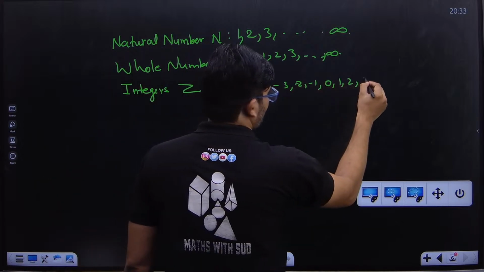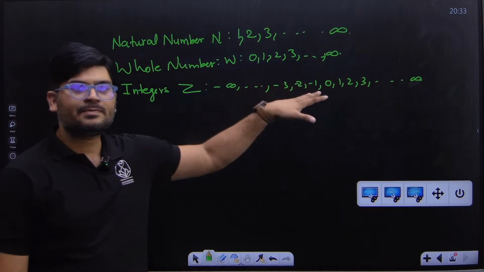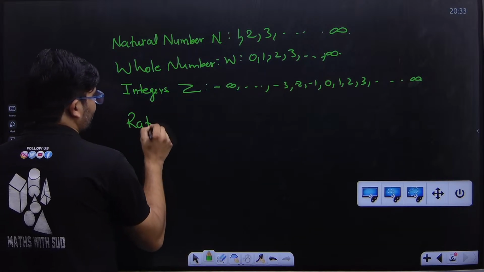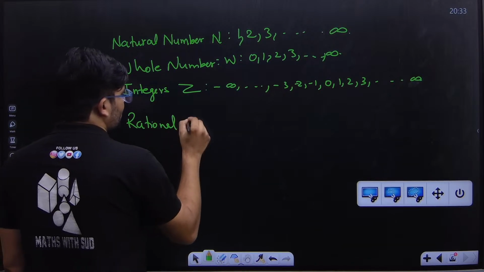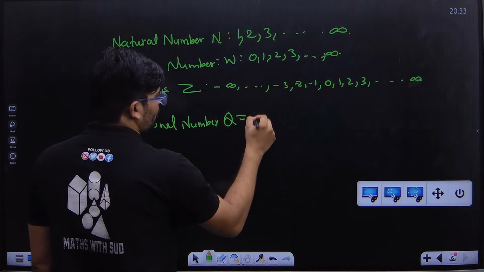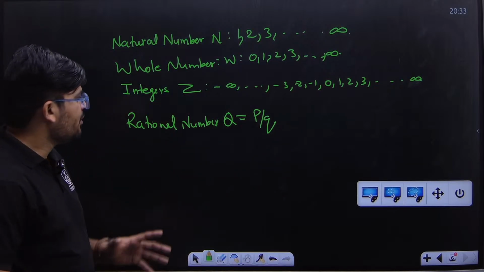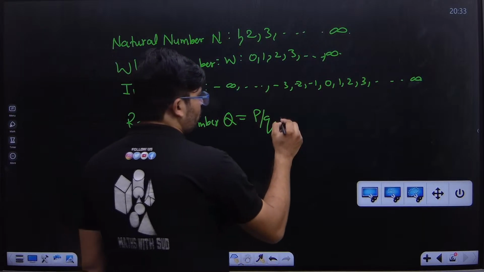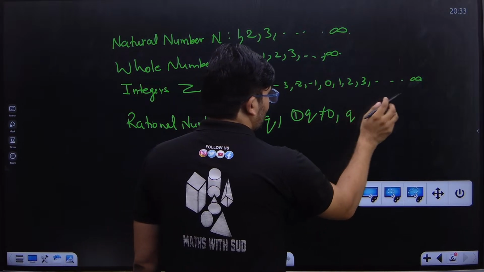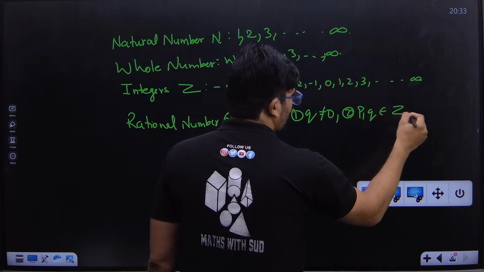0 is in the middle, but still the numbers are counting numbers only. You don't have any decimal numbers in between. But if you put the decimal numbers in between them, then it will become rational numbers. A rational number, represented by Q, is any number which can be written in the form p by q on two conditions: q must not be equal to 0, and p and q must belong to integers.